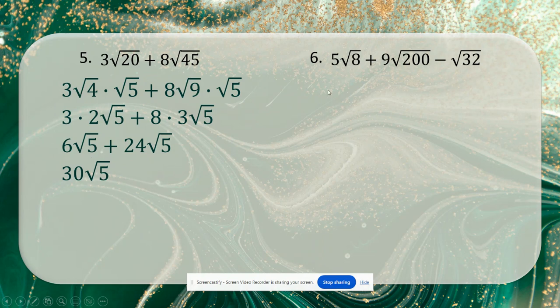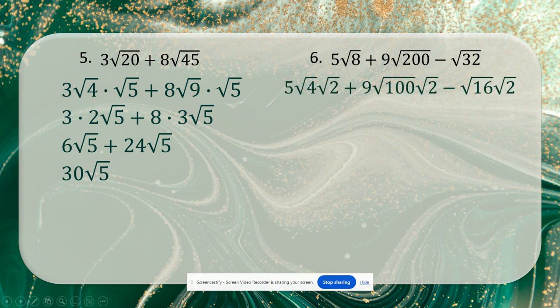Okay, number 6, I have 5 root 8 plus 9 root 200 minus the square root of 32. Okay, so I'm going to have 3 separate things to simplify here. But that really shouldn't challenge us too bad. It might just take us a little longer, okay? So root 8 can split into root 4 times root 2. Now I know there's no dot in between root 4 and root 2 like there is over here, for instance, between root 4 and root 5. But again, if something's butted right up next to something in math, it's assumed to be multiplication.